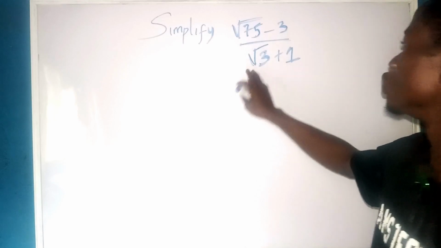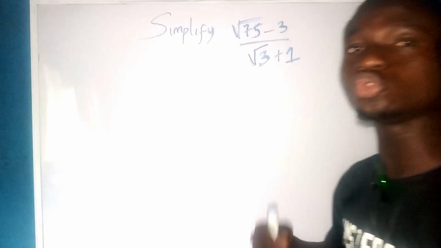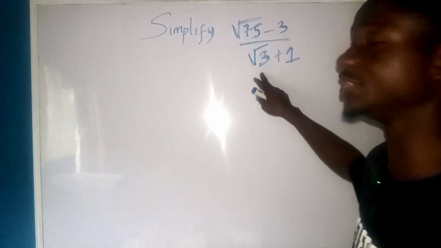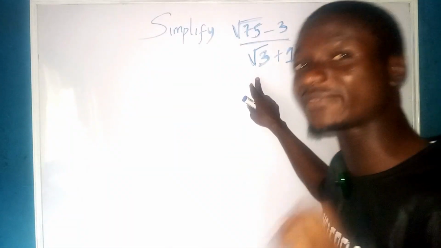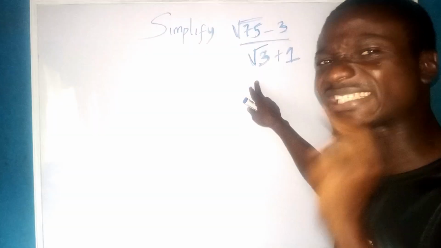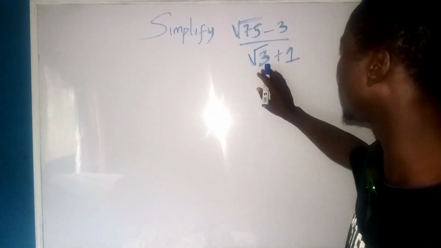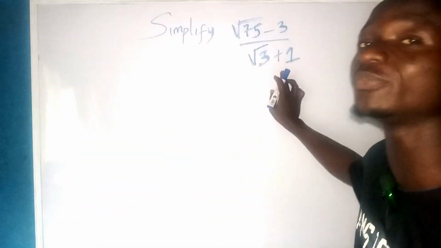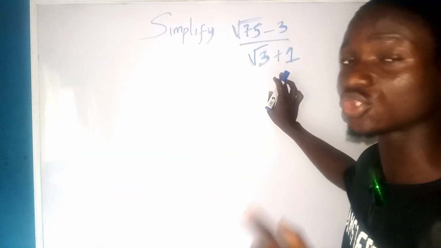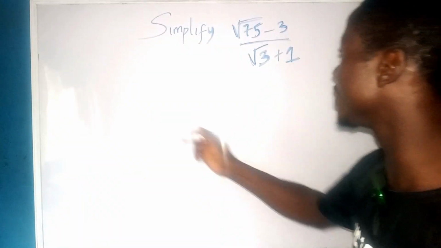Okay? Now, to rationalize this denominator, we are going to use the conjugate of the denominator. What is a conjugate? A conjugate is a pair of terms having different signs, which means that to rationalize this, we are going to look for the pair of these terms, root 3 plus 1. So the conjugate is going to be root 3 minus 1 to multiply the numerator and the denominator. So this is what we mean.